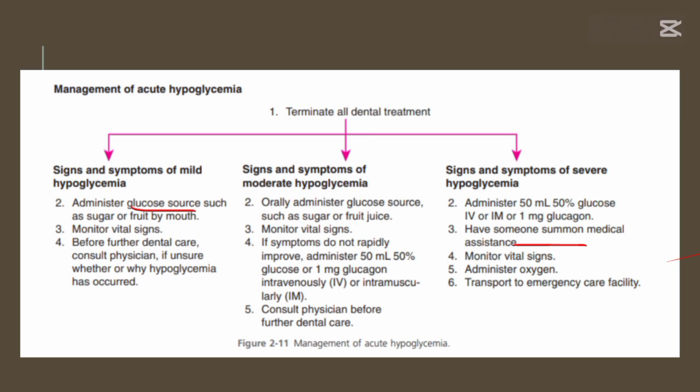If the symptoms do not resolve, you will give 50% glucose and 1 milligram of glucagon IV or IM, which is very important. Consult the physician before further dental treatment. Then in the most severe form, you will administer 50 ml of 50% glucose and 1 milligram of glucagon IV or IM, and have someone summon medical assistance. Then monitor the vital signs, administer oxygen, and transport to an emergency care facility, which is very important. So this is where we end.